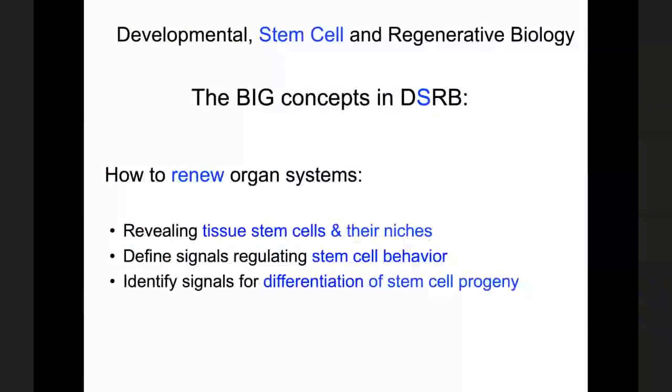Moving to the second area of research, stem cells, which are really key cell types in renewing organ systems as well as in repairing tissue after injury, and studies include the stem cells themselves as well as their niches, stem cell behavior, and their differentiation during these processes.